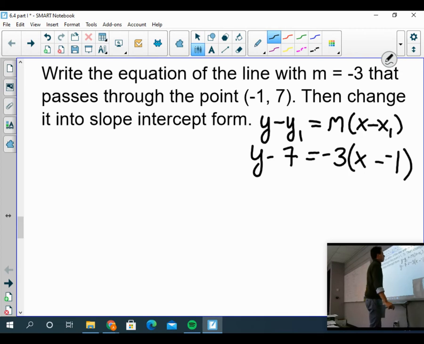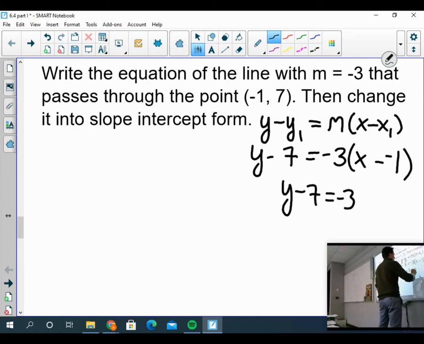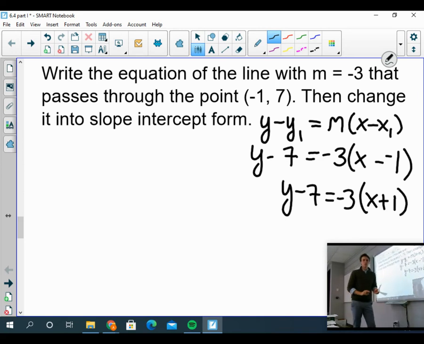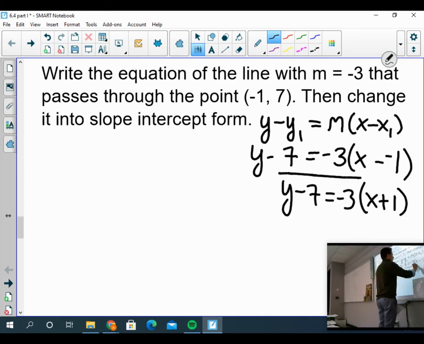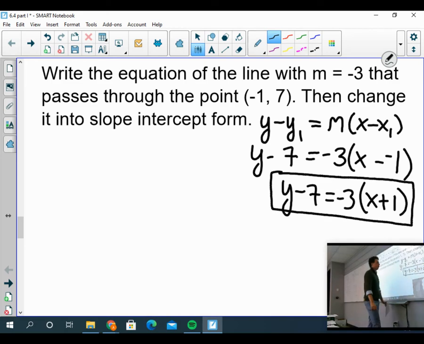Over with the x, you can see I have x minus -1. Two negatives make a positive. So this gets rewritten as y minus 7 equals -3 times x plus 1. Again, when it comes to the x and y variables, your sign is going to look opposite. So your first step here, given the point and the slope, here's how you write the equation in point-slope form.